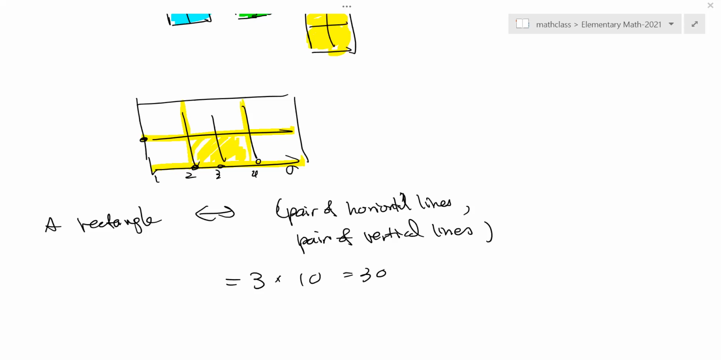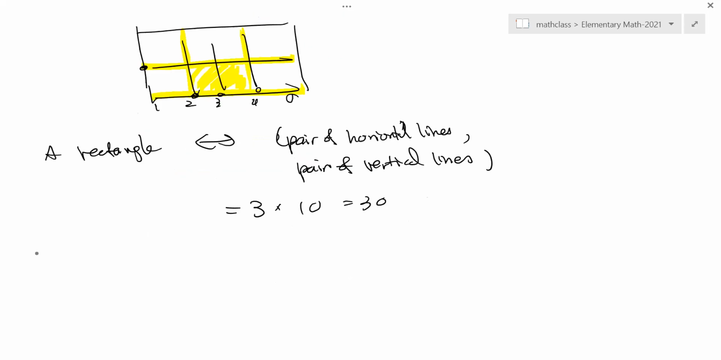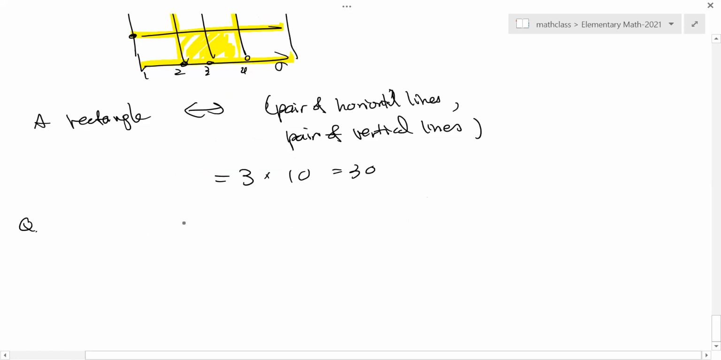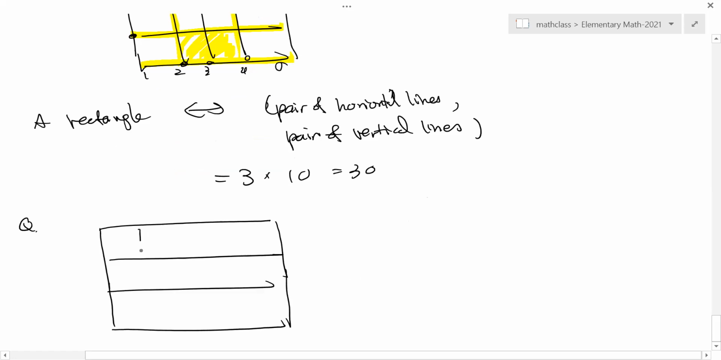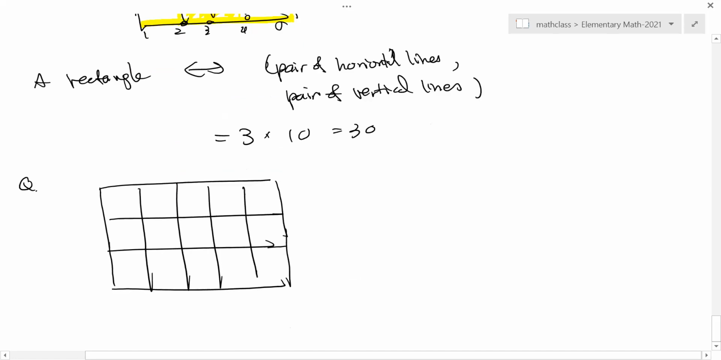So now we're going to look at slightly different problems. I'm going to make it a little bit more complicated. 1, 2, 3, 4, 5, 6. How many rectangles are there?